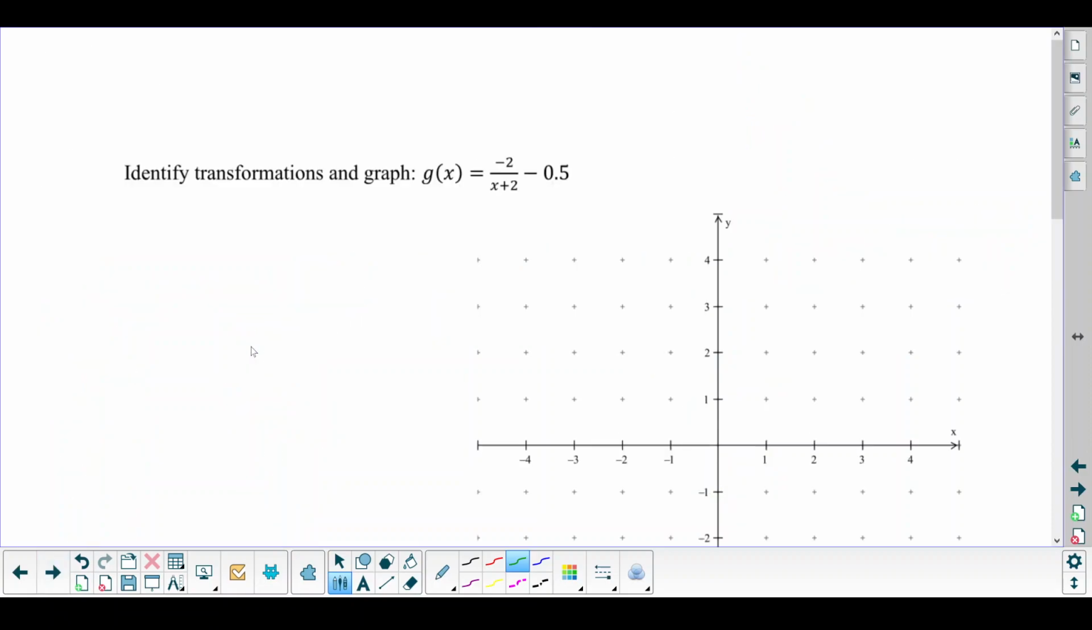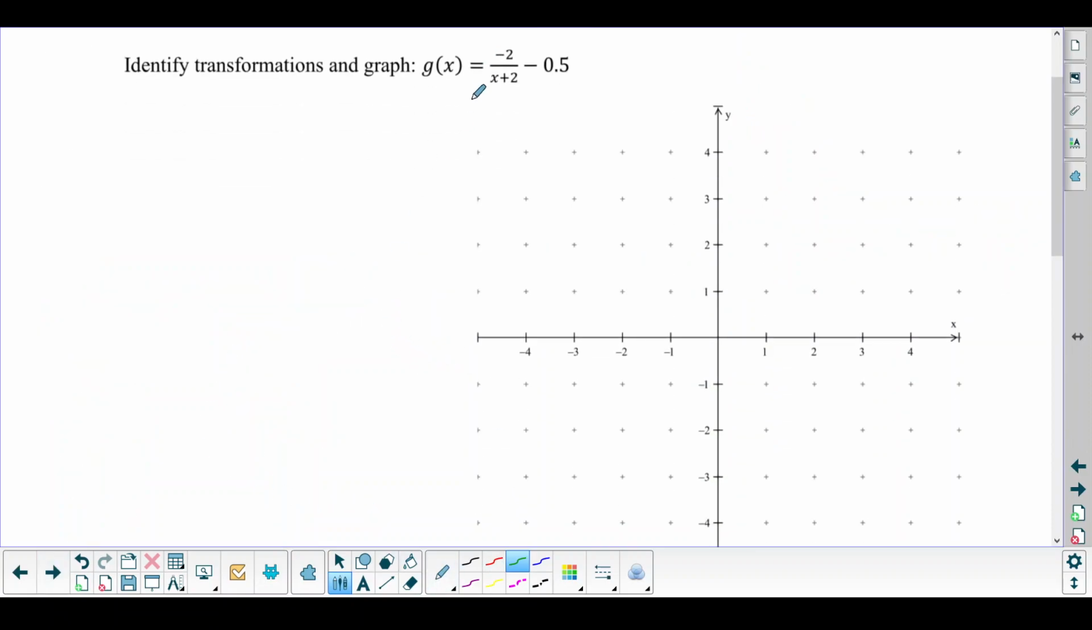Okay, let's try another one. So this one is in the rational form, so it's not in that function notation form. And it's a little bit different to pick out what is inside or outside of a function here. So the general rule of thumb is that the things on the bottom of the fraction are the things that are inside the function. So what's inside our function here? Just this x plus 2, so that'd be a left 2. So maybe let's write that one down real quick. Left 2.